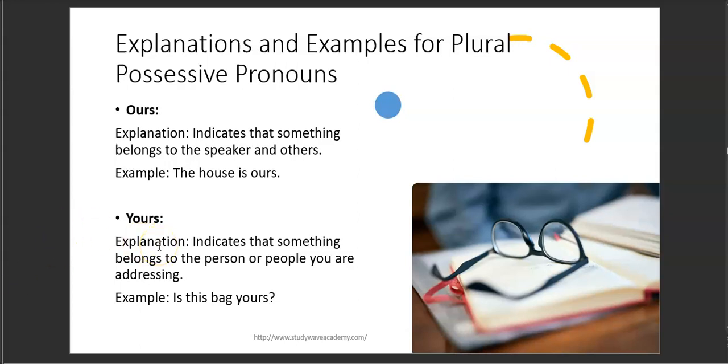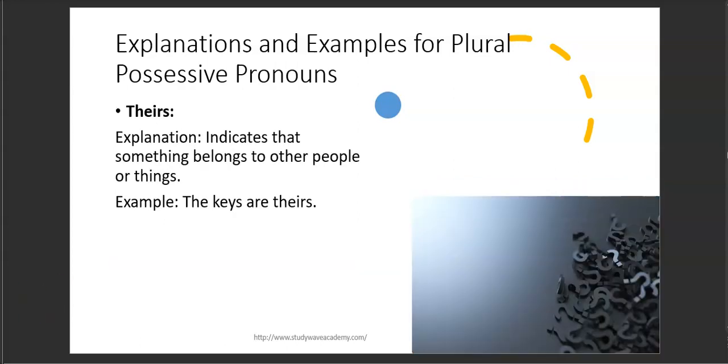We have also yours. It indicates that something belongs to a person or people you're addressing. Is this bag yours? So yours can mean that you're talking to someone specific, or one person, or just a group of people. So don't forget about that. Then we have theirs. Theirs indicates that something belongs to other people. These keys are theirs. It means that the keys belong to other people. So don't forget about that.